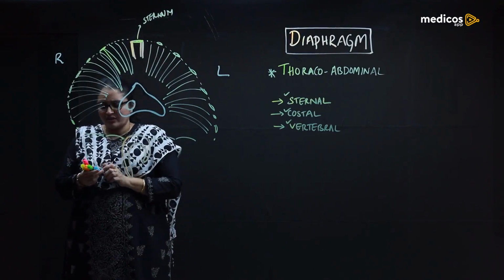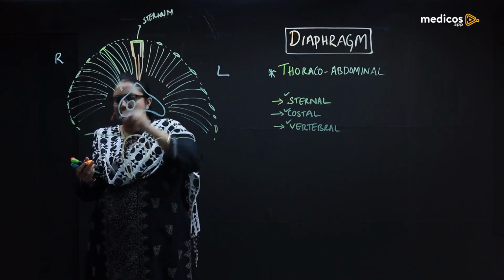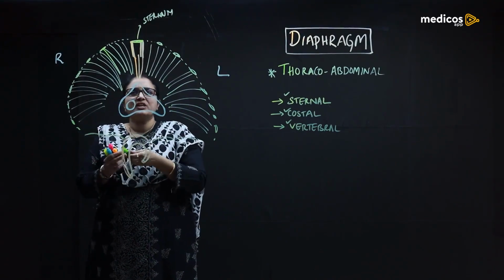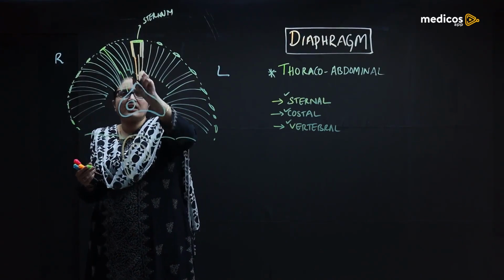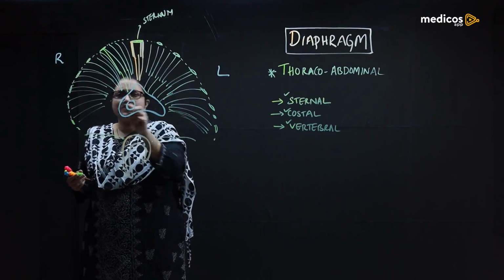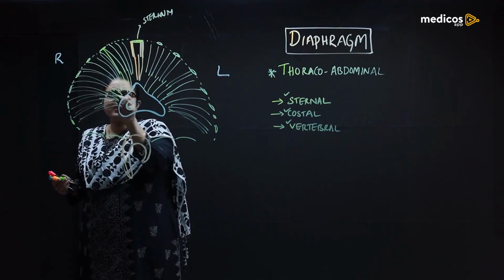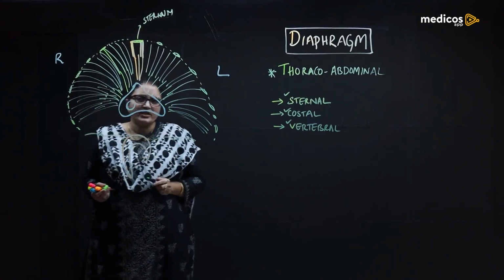All these fibers which are arising from the sternum, and which are arising from the costal origin, the ribs, come and get themselves inserted into this trifoliate tendon.